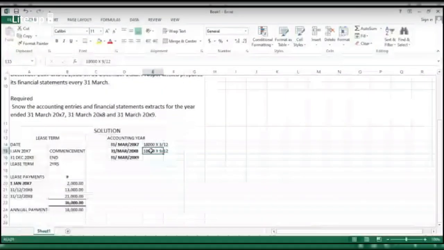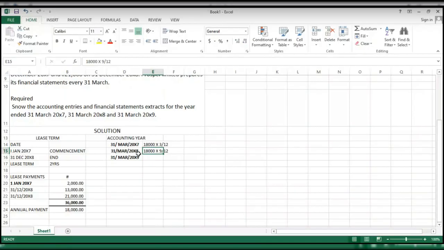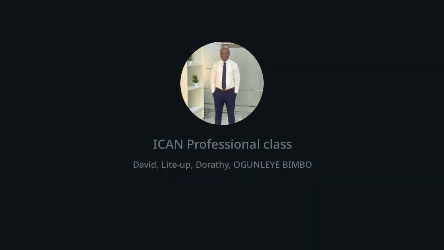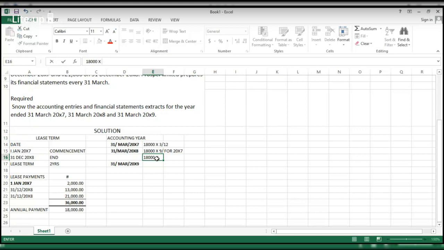Allocated to 20x7. So let me put that one here. I'll shift this one down a little. Allocated to 20x7 for 20x7. Why am I saying so? 3 months has gone here, 9 months comes here. Then we are going to be having 18,000 times how many months in 20x8? 3 divided by 12. So this is for 20x8.